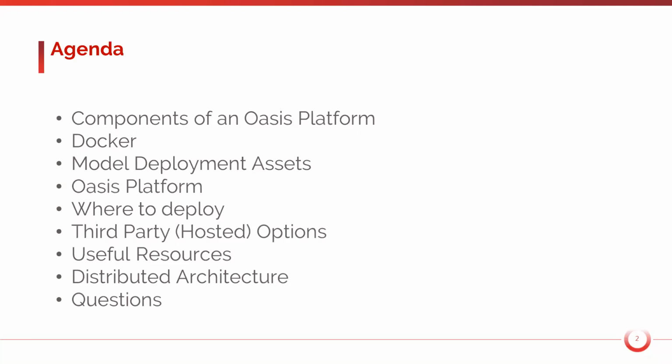And then we'll talk through the actual assets that are used within a model deployment. So outside of the Oasis software, what do you actually need from a model provider, or if you're building your own models, what do you need to build yourself in order to run them through the platform? A little bit then on how we put all that together and what an Oasis platform looks like schematically.